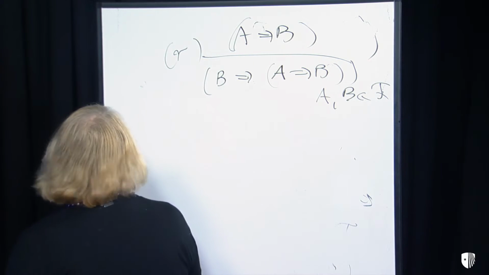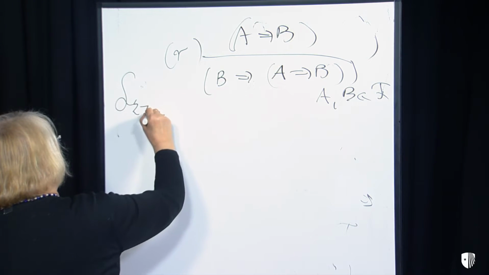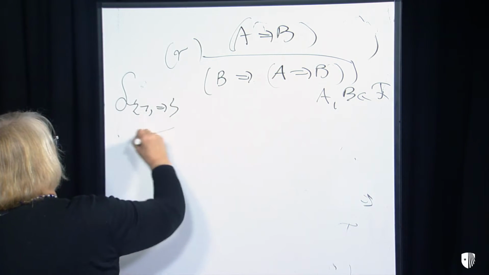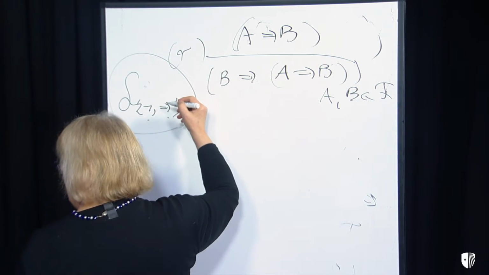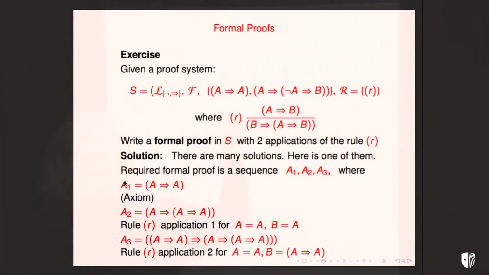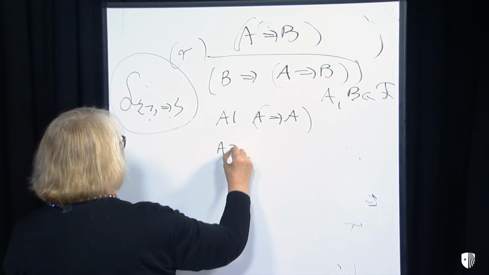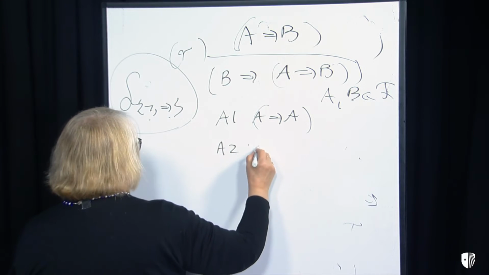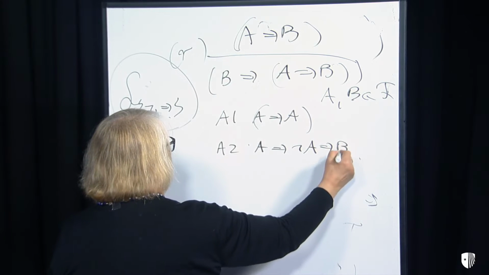And now the language is different, it has negation and implication. So formulas are from that language. That's what I had as an axiom. Axiom 1 was A implies A, and axiom 2 had negation A implies not A implies B.